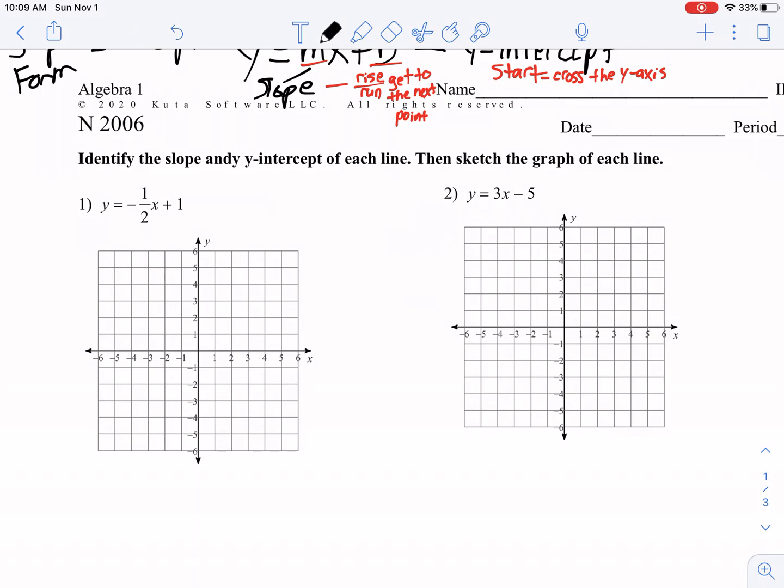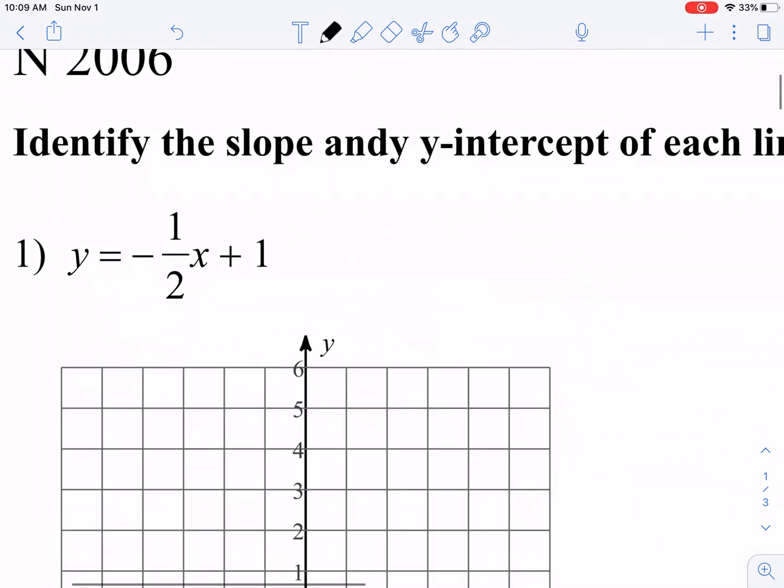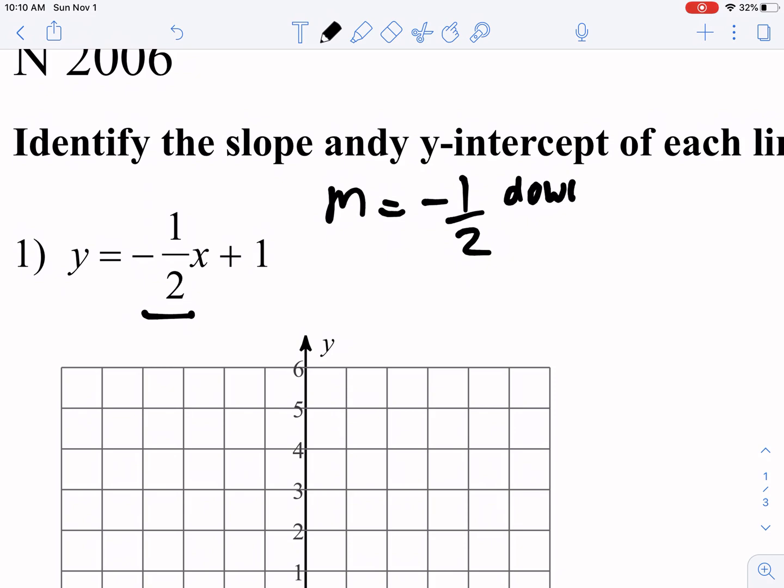It says identify the slope and the y-intercept of each line. In this case, my slope, m, would be negative 1/2, negative 1 over 2. In other words, my rise over run is I'd go down 1, right 2. But my b, the y-intercept, we always represent the y-intercept as b. The b is a positive 1. So that's where I'm going to cross the y-axis, at 1.